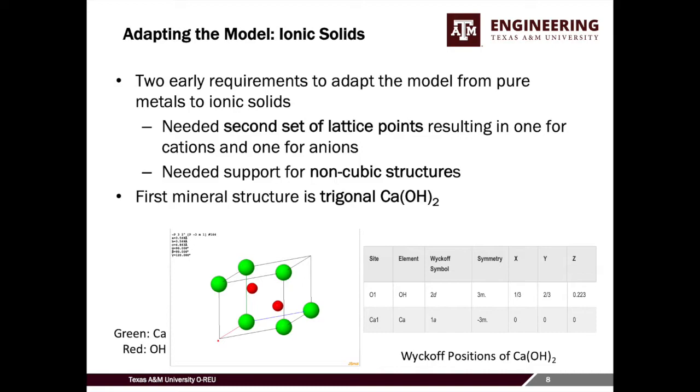The first structure that we chose to model was calcium hydroxide, which is an important product that forms during the hydration of cementitious binders. This mineral has a trigonal structure, which results in a hexagon of calcium with interior lattice points occupied by hydroxide ions. So generating this structure will result in both of the two requirements being met.